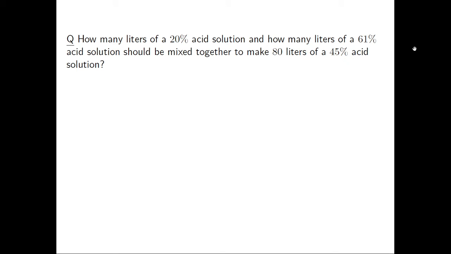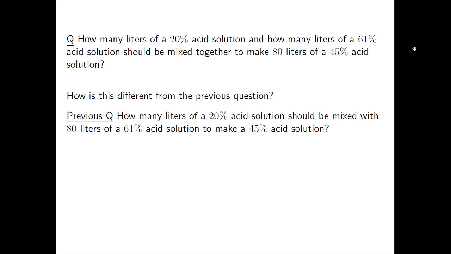As a second example of a mixture problem: How many liters of a 20% acid solution and how many liters of a 61% acid solution should be mixed together to make 80 liters of a 45% acid solution? The key thing to think about here before just digging in is how is this question different from the previous question?